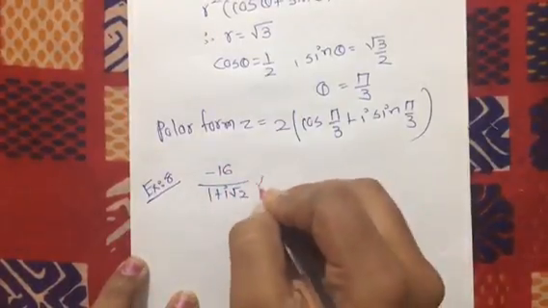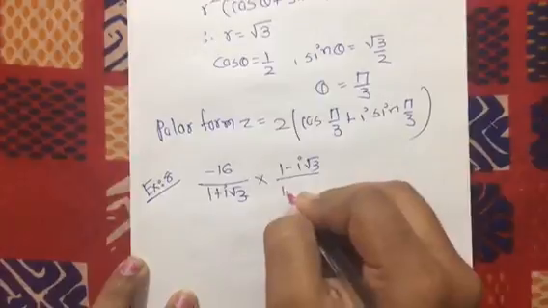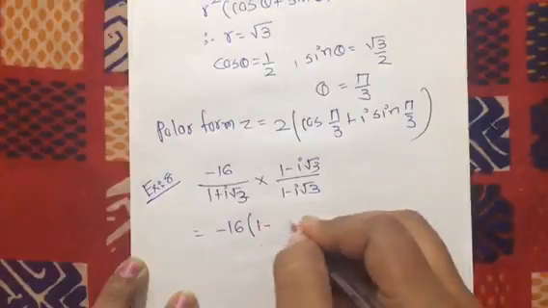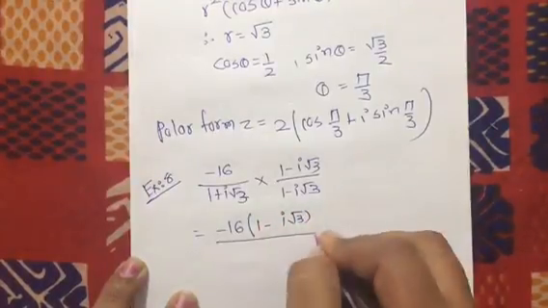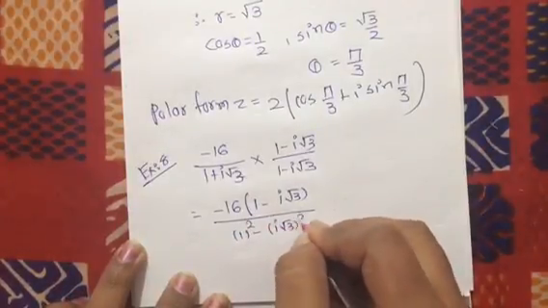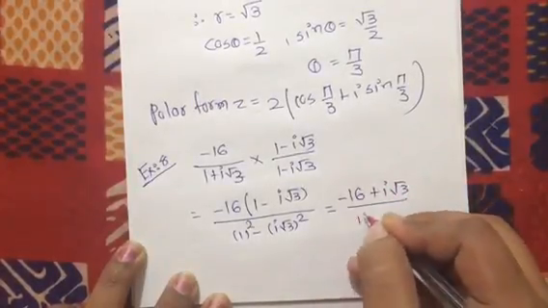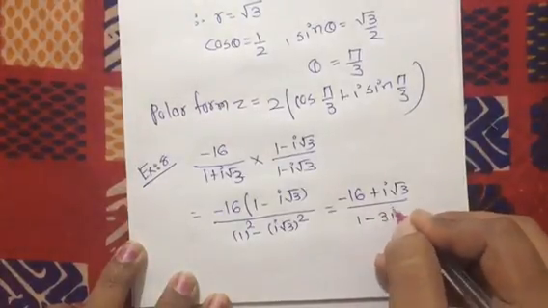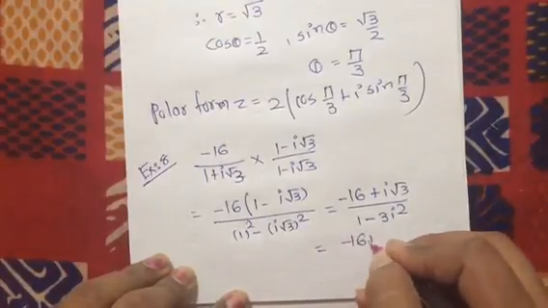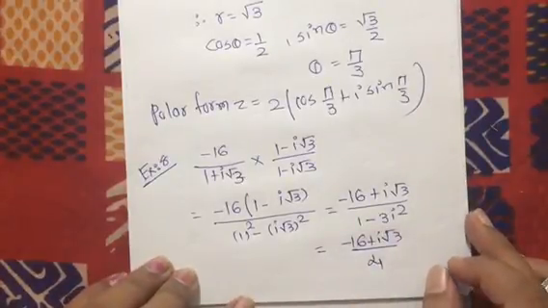तो सबसे पहले तो rationalization करना पड़ेगा. So multiply by 1 minus i root 3 on both numerator and denominator. Minus 16 into bracket 1 minus i root 3 divided by 1 square minus i root 3 whole square. So this is minus 16 minus minus plus i root 3 divided by 1 minus 3i square. So i square की जगह पे प्लस माइनस आ जाएगा. So minus 16 into 1 minus i root 3 divided by 4, 1 plus 3 that is 4.